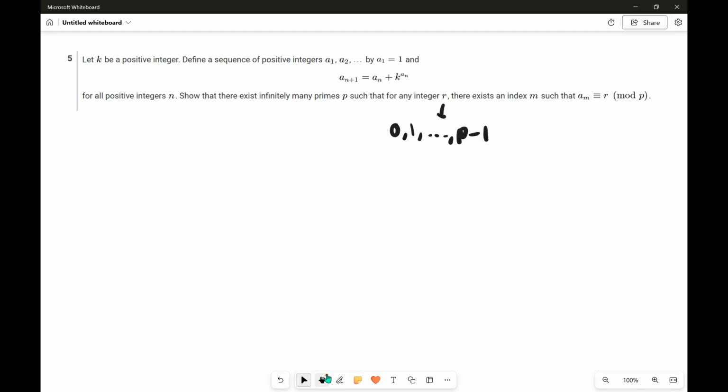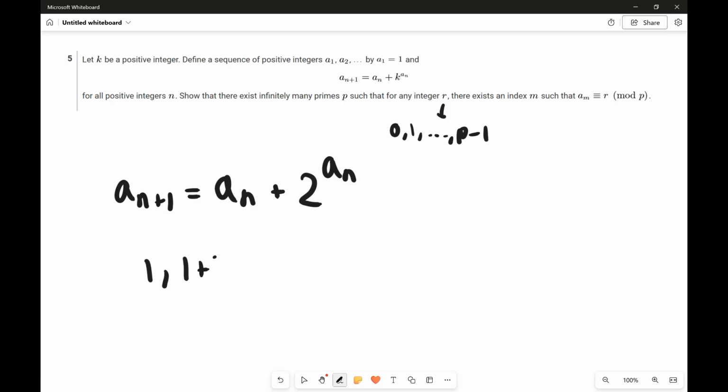Now let's look at some small cases. The k equals 1 case makes the sequence just a_n is equal to n, which makes it trivial. The k equals 2 case seems pretty difficult in its own right, so let's try it out. Then a_{n+1} is equal to a_n plus 2 to the power of a_n. So we should compute a few terms first. We first have 1, then 1 plus 2 to the power of 1, and then 1 plus 2 to the power of 1 plus 2 to the power of that.